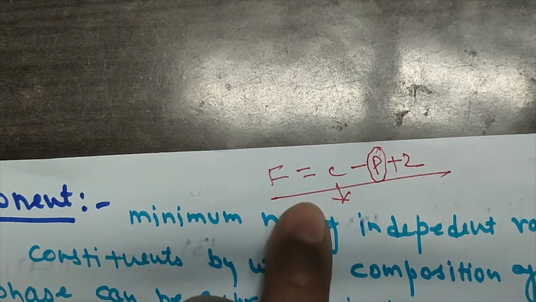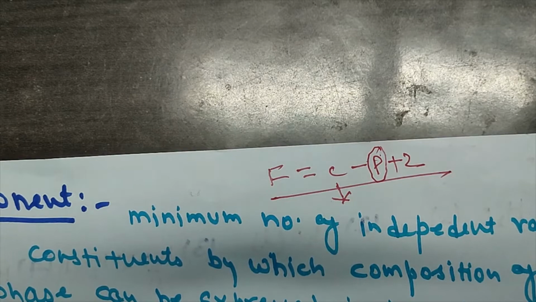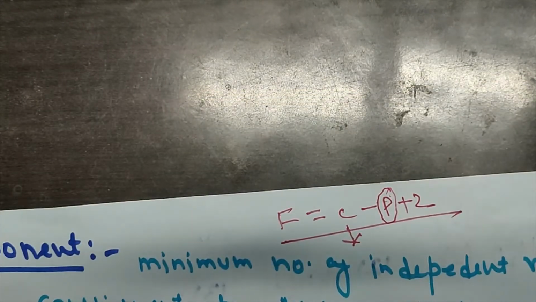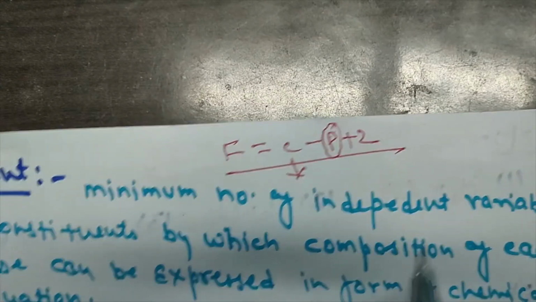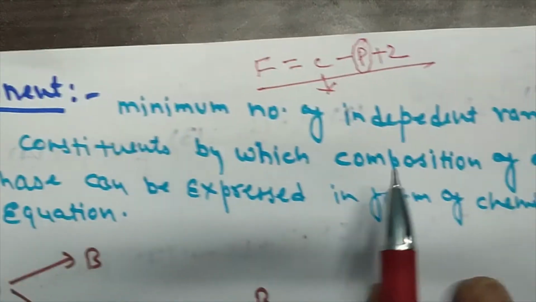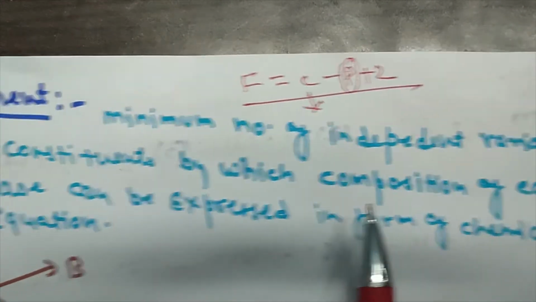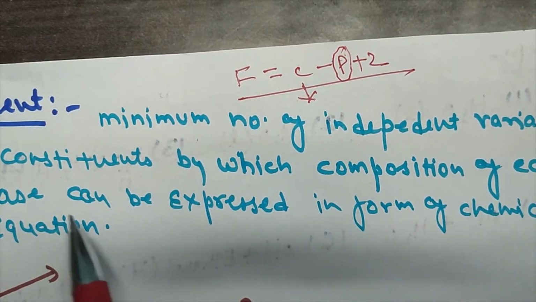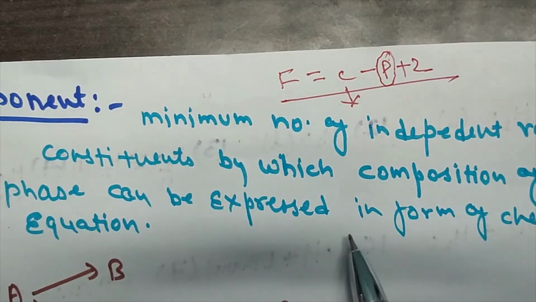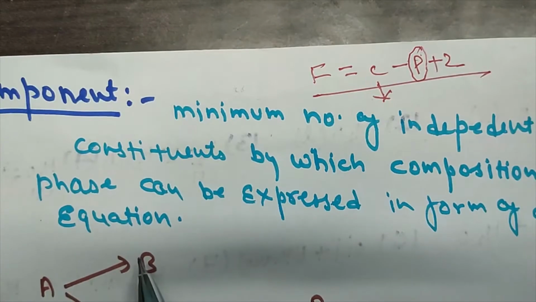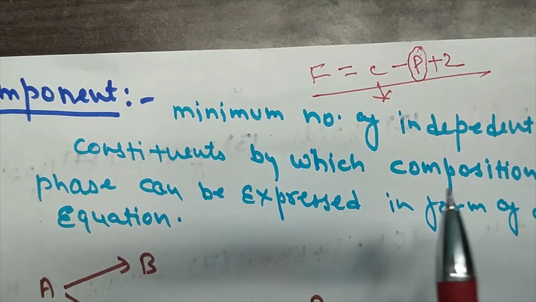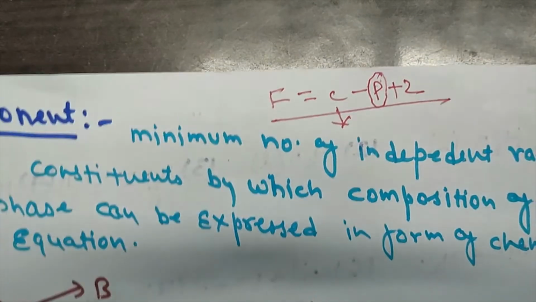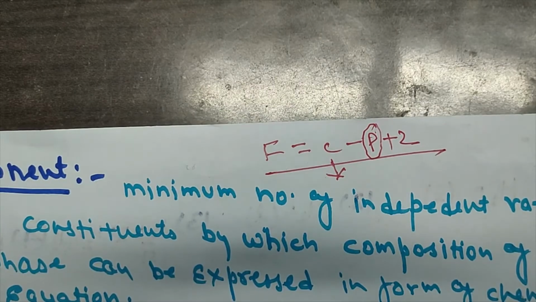Okay, now how do you determine the component? What is a component? The definition is: minimum number of independent variable constituents by which the composition of each phase can be expressed in the form of a chemical equation. Guys, I don't understand at all what they want to say. Let me explain what this component is.